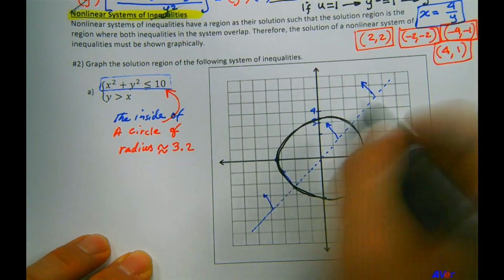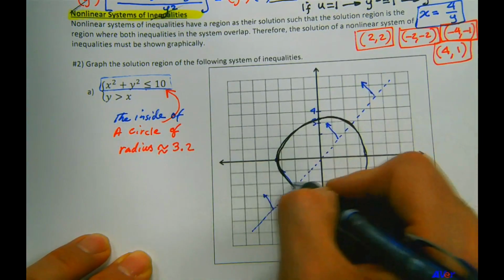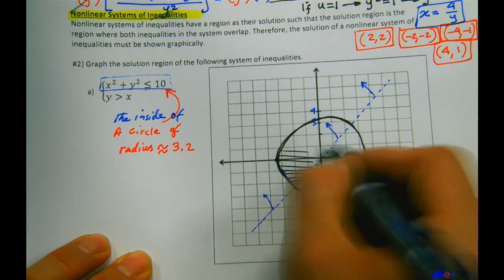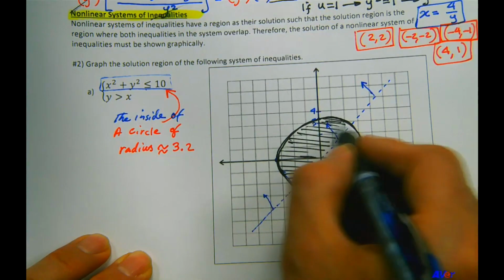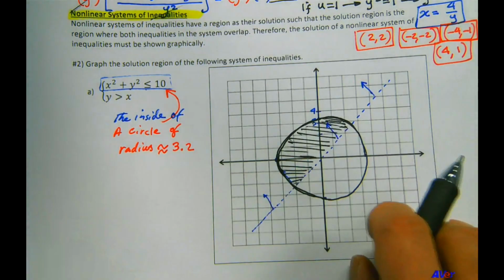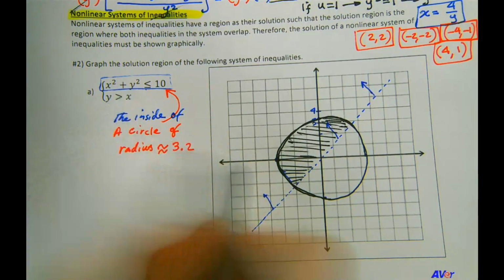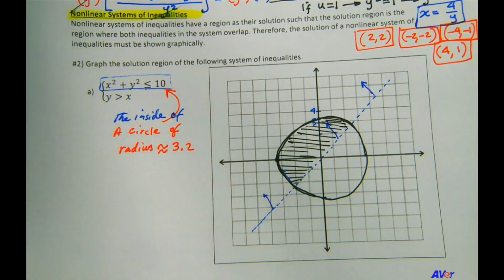Then that is referring to the inside of a circle and to the left of this line. So this is the solution region. The region that I've shaded is the solution region. It's where those two curves, the solutions for each inequality, overlap.